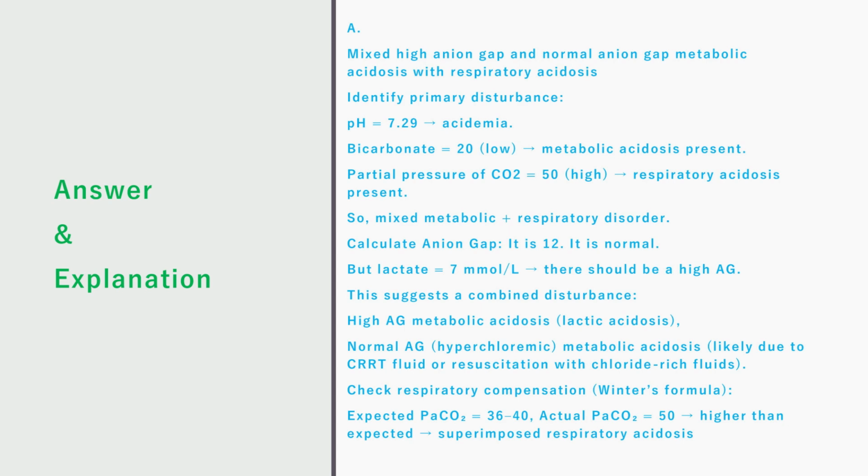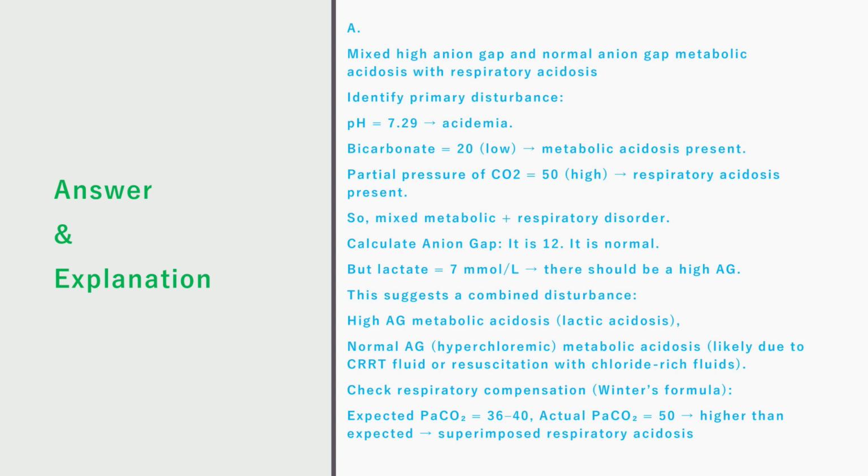Calculate anion gap. It is 12. It is normal. But lactate equals 7 millimoles per liter, there should be a high anion gap. This suggests a combined disturbance. High anion gap metabolic acidosis, lactic acidosis. Normal anion gap, hyperchloremic metabolic acidosis, likely due to CRRT fluid or resuscitation with chloride-rich fluids.